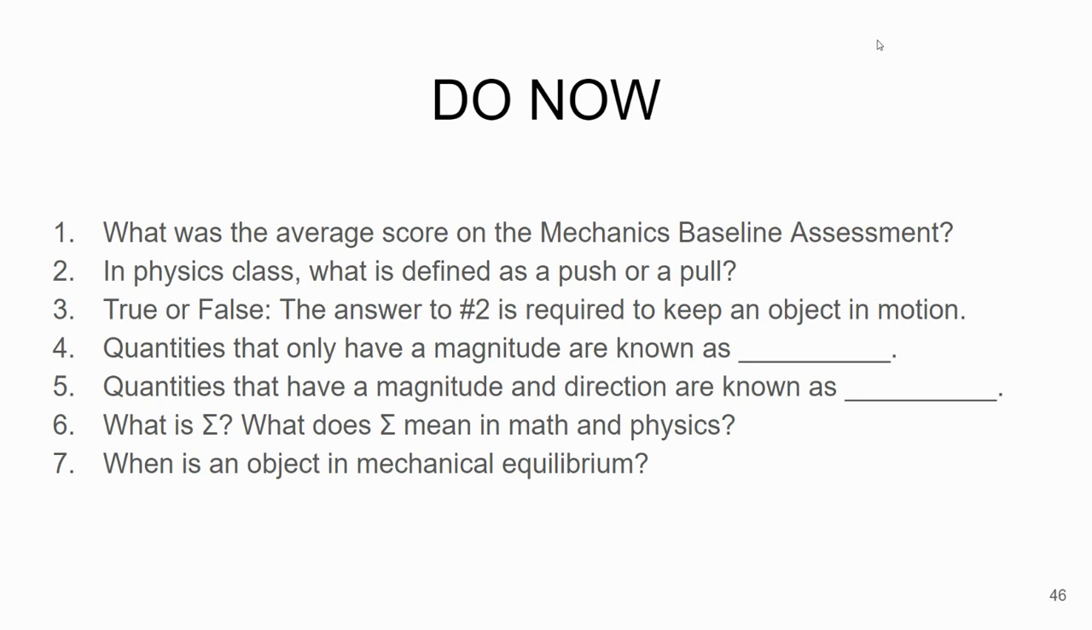So, do now, let's go through this quickly. What was the average score on the mechanics baseline assessment? 19% was our average. And don't be upset about that, because nationwide, physics students who are taking this for the first time, either in high school or in college, the average is right around 20% all the time. Very predictable, because people have very strong misconceptions about physics. And misconceptions are going to be a big theme of what we're talking about today.